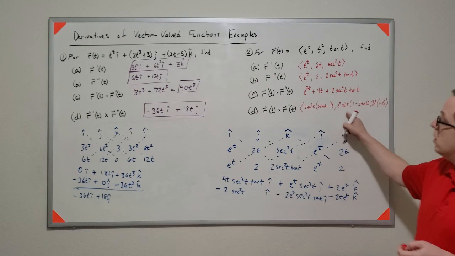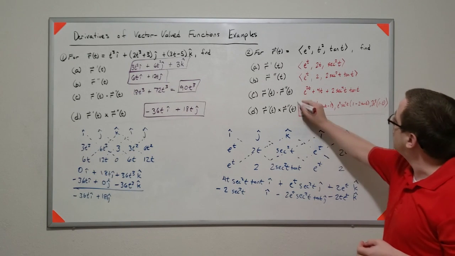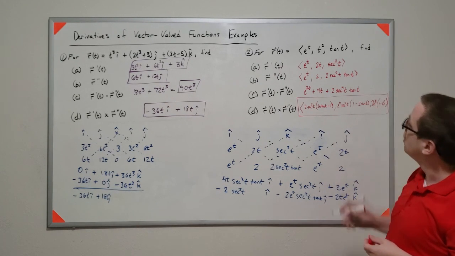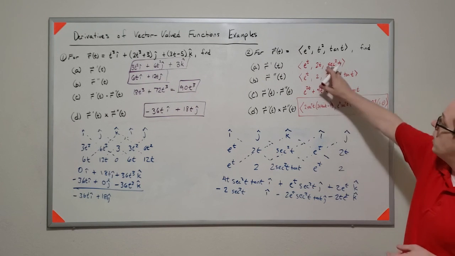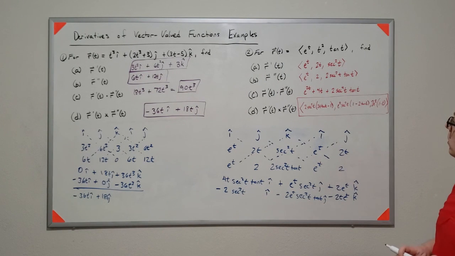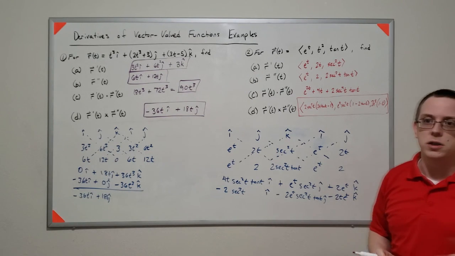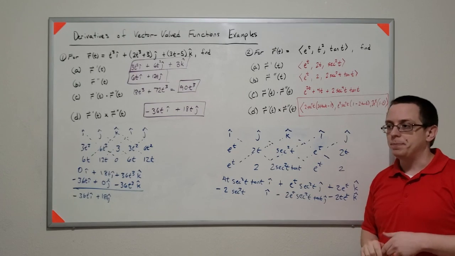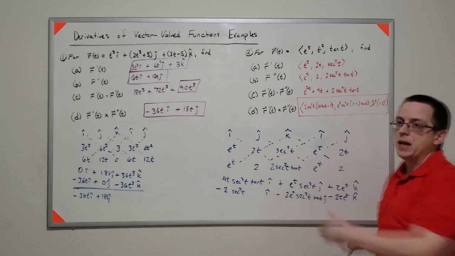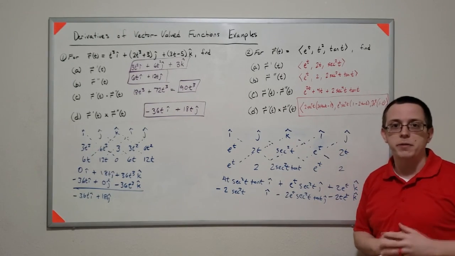So there's a lot that goes on here. We could take that and multiply this to make sure that the cross products do come out correctly. Not going to do that here because it's going to take a little bit, but this is the basics of doing derivatives of vector valued functions.